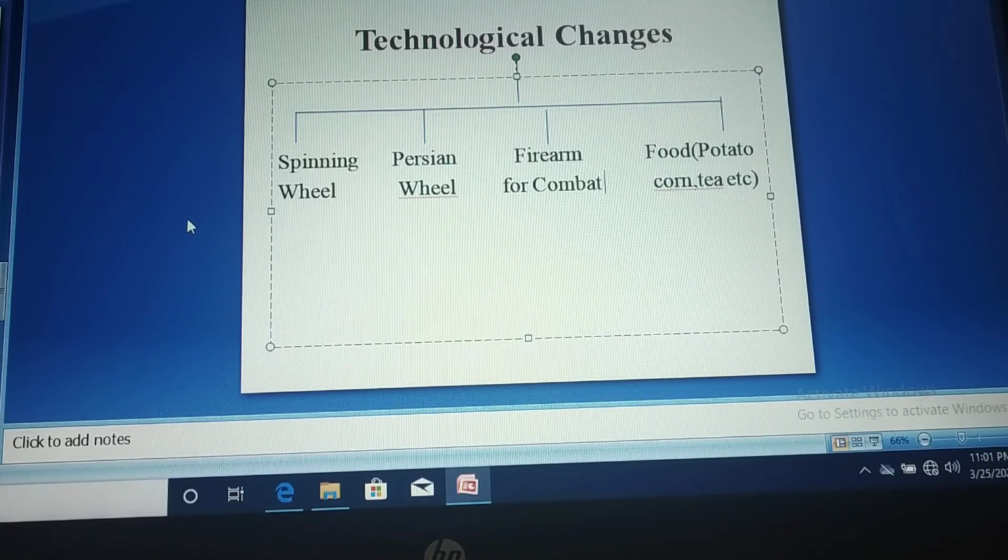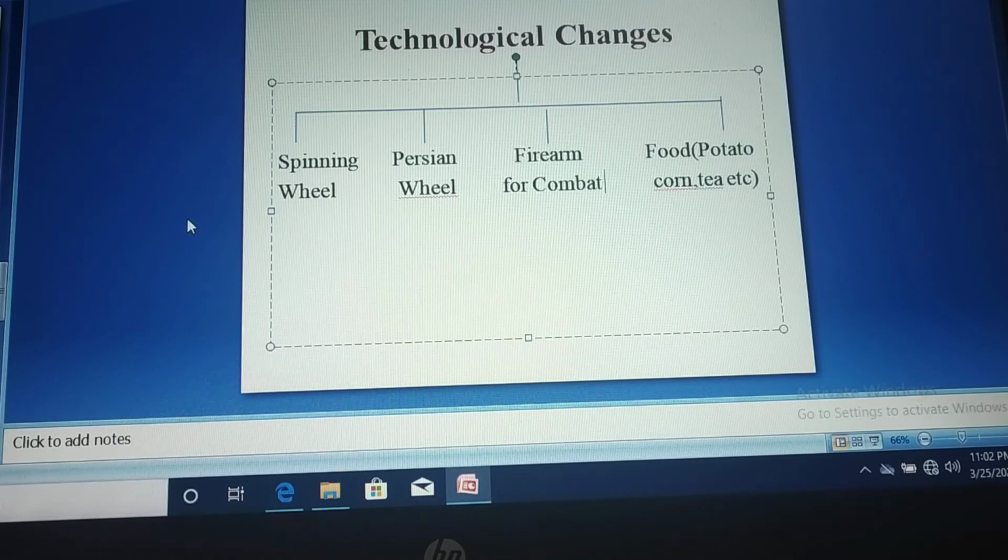And yes, there were a lot of changes in food habits also. New food crops like potato, corn, tea, chilies were not produced in India. They came to India from the West, from the Arabs. So these were the changes in food habits of Indians.